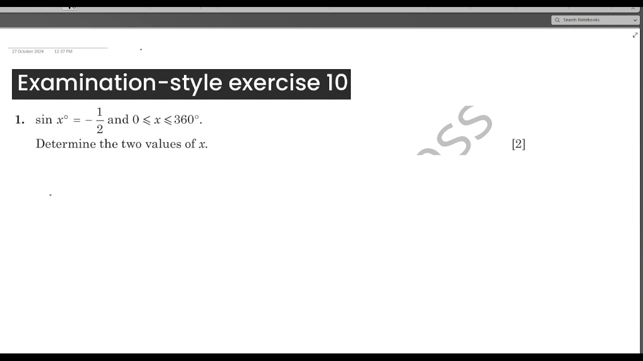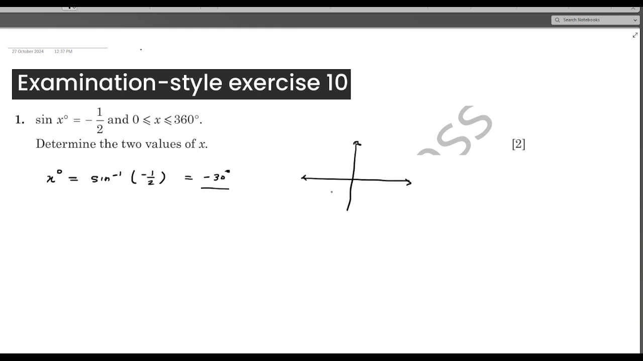Now if you use your calculator, you will get one value. So for one value you can say that x degree is equal to sine inverse of minus 1 by 2. Now if you do this, you will get minus 30 degrees. But they are asking for the angle between 0 and 360 degrees. So let us understand with the help of this coordinate system.